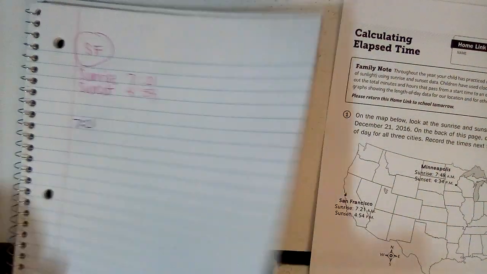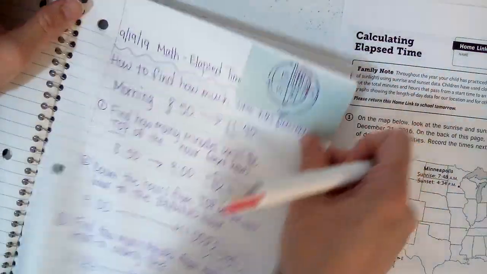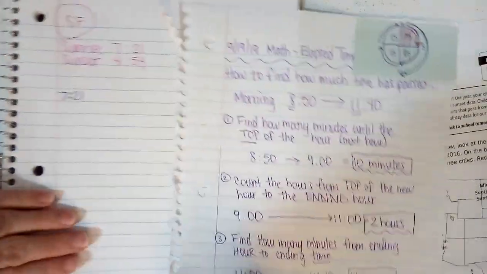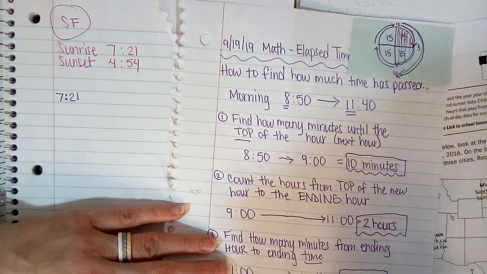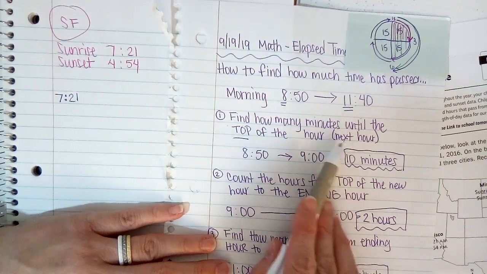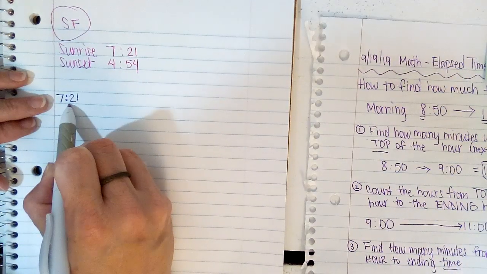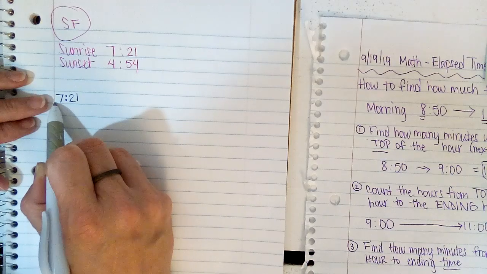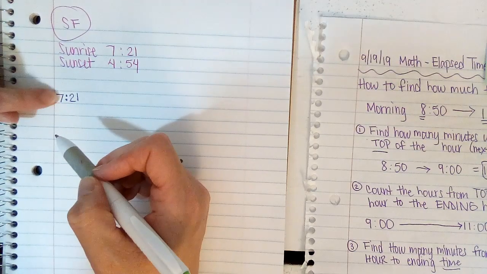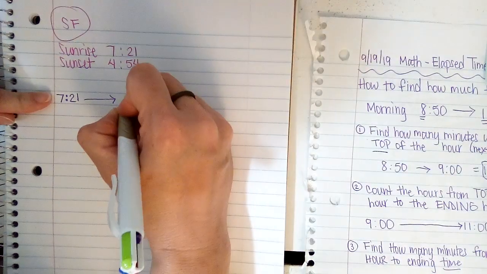If I look at what our notes said here, I'll just tear this out for notes. It says here, in order to find elapsed time, we should put the start time and find how many minutes to the top of the hour. Okay, how many minutes to the next hour? If it's 7:21, what is the next hour? Is it going to be 6? Is it going to be 8? Is it going to be 9? Well, if it's 7 right now, it's going to be 8. So we need to find out how many minutes to 8 o'clock.